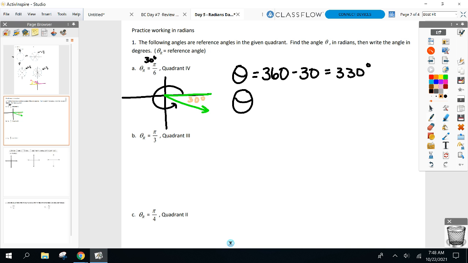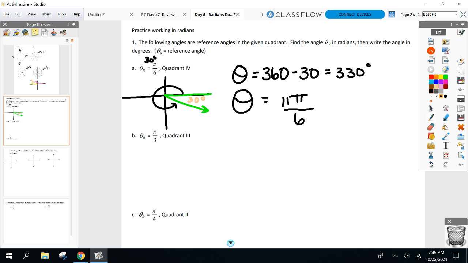Pi over 6. Everyone, pi over 6. That's one we're going to start knowing. And how many times did 30 go into 330? 11. All right, we're done. We don't need to convert. There it is. That's why it's so nice to know these off the top of your head. Pi over 6 is 30. 30 goes into 330 11 times. 11 pi over 6. Done.